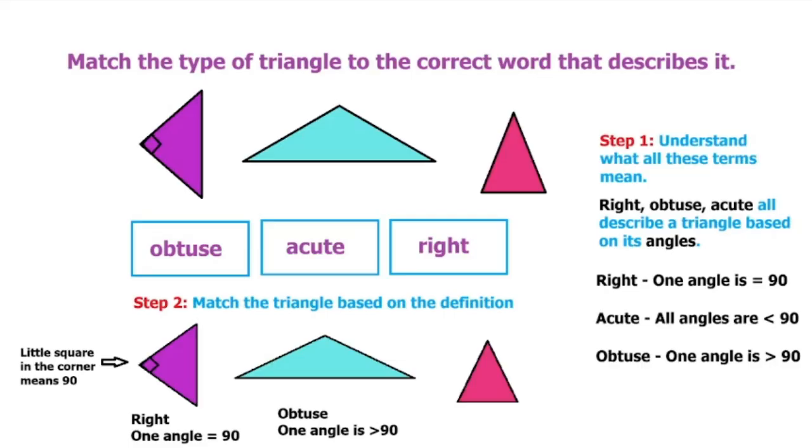And then finally, this is an acute triangle. All angles are less than 90. This one's kind of easy to remember. It's a cute one, right? Because it's small, everything is tiny, right? So these angles are all less than 90 degrees.